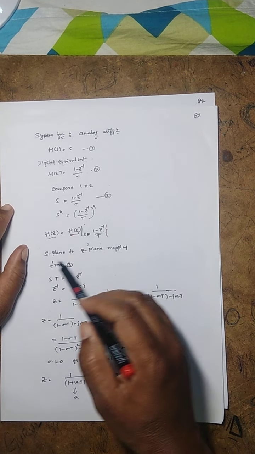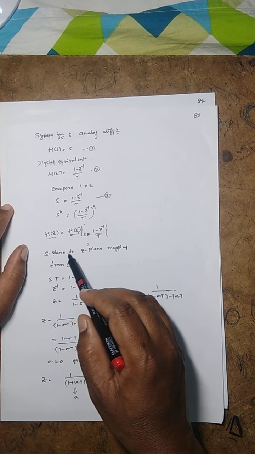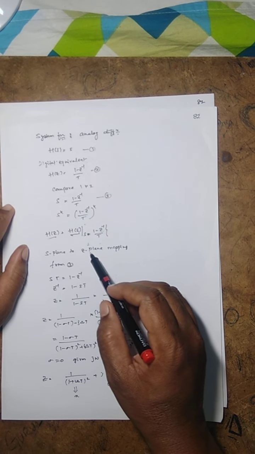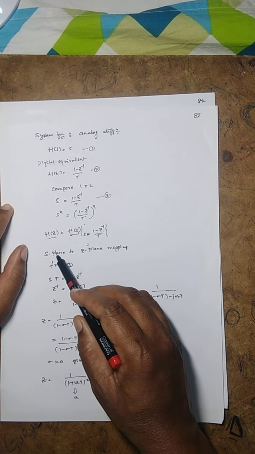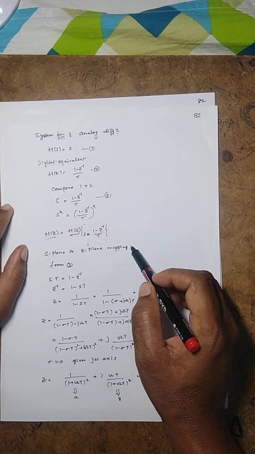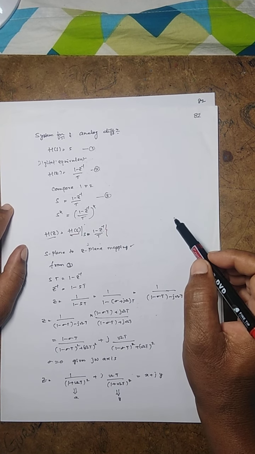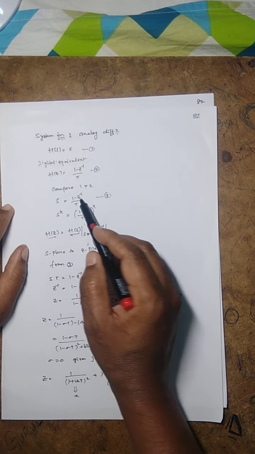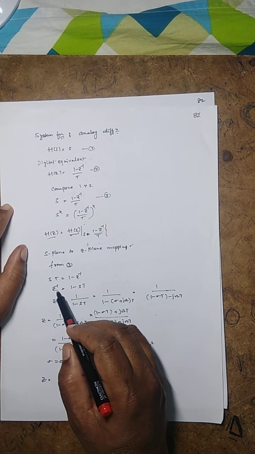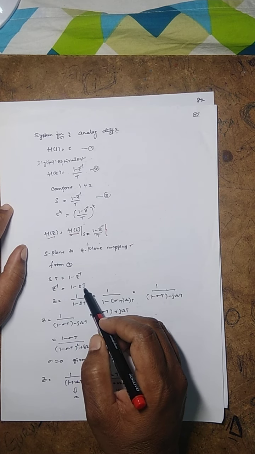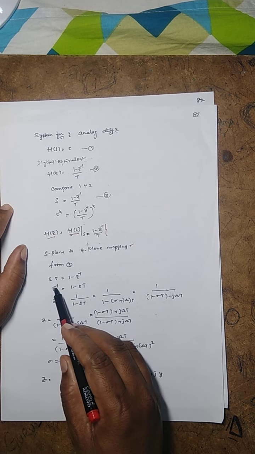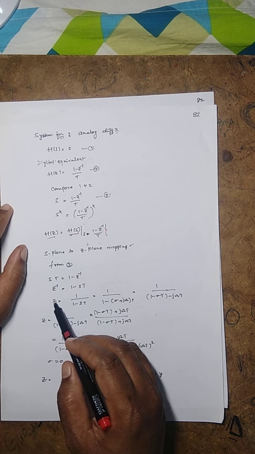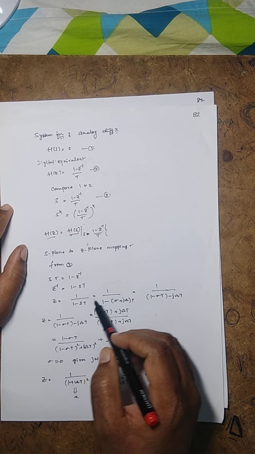Next, we will find how this s plane of the analog continuous domain is mapped to the z plane. That is the s plane to z plane mapping for the derivative approximation. From equation 3, I can write this as sT = 1 − z⁻¹, and z⁻¹ is given by 1 − sT. Z⁻¹ is 1 by z, so z = 1/(1 − sT).